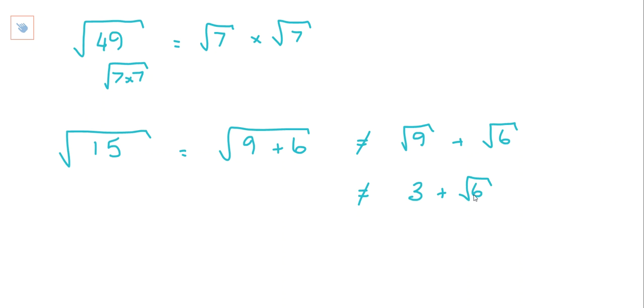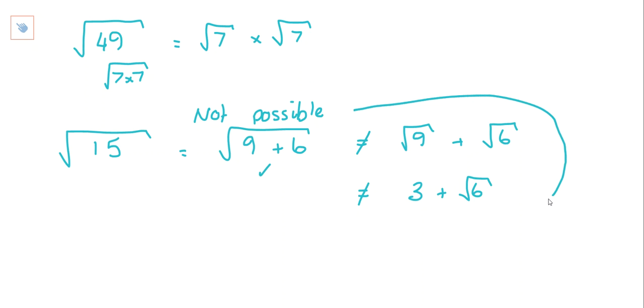So this is not possible, because what people think is we're looking for a square, but the word is factor, and factors are all about multiplication. So I have said not possible. That bit's fine. It's this bit that is not possible. We can't do that.